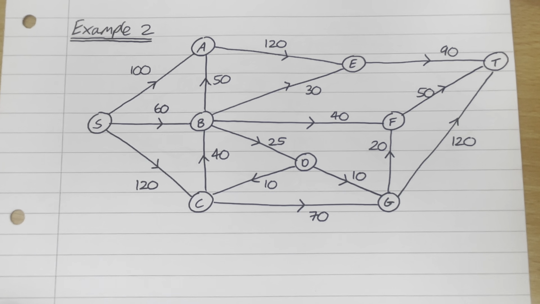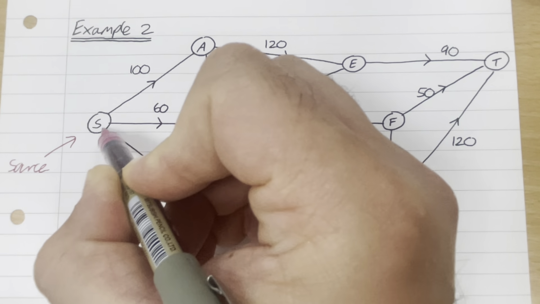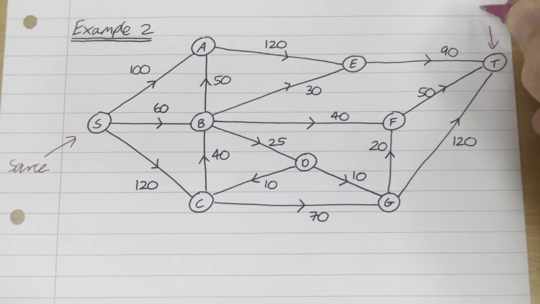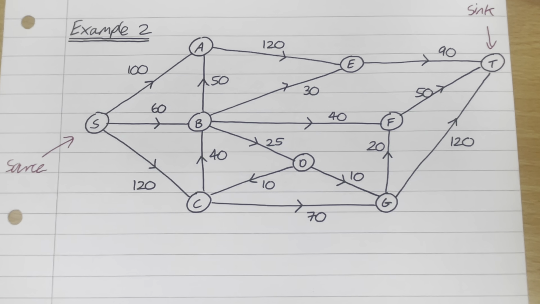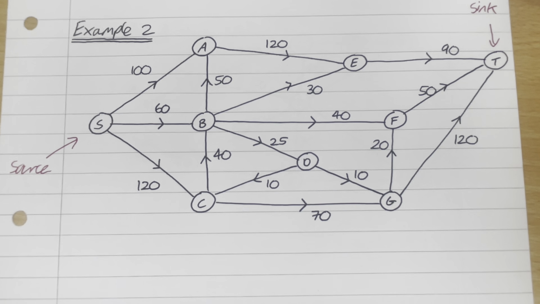Same principle. I've got one source, usually denoted with the letter S, and one sink, which would have used the letter S, but S is already taken for source, so we tend to use the letter T for sink. That is just common practice. Okay, S for source and T for sink.